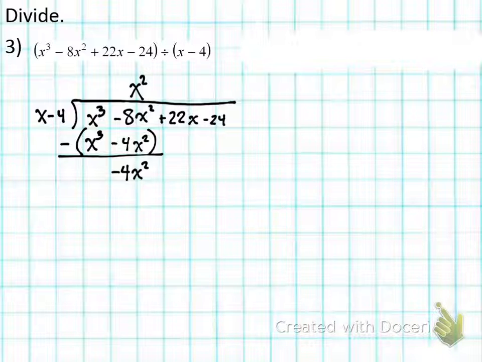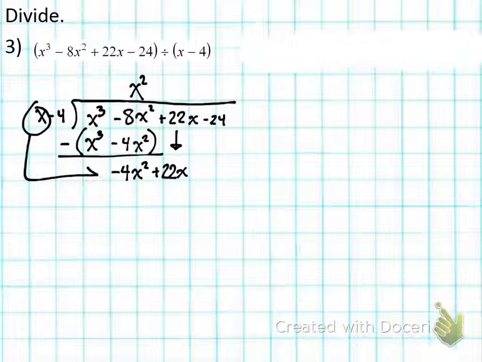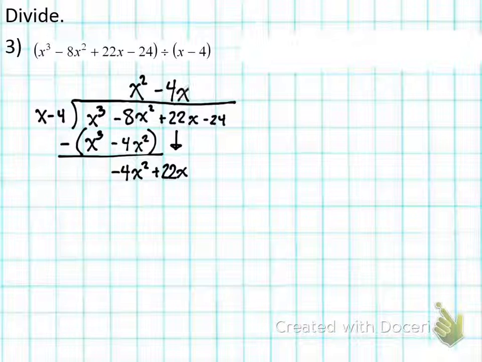Good, okay. Then you bring down the next term, which is positive 22x. Okay, what do we do next? We ask ourselves, what do you multiply x with to get negative 4x? What do you think? Negative 4x, good. Put that at the top. Negative 4x times x is negative 4x squared. Negative 4x times negative 4 is positive 16x.